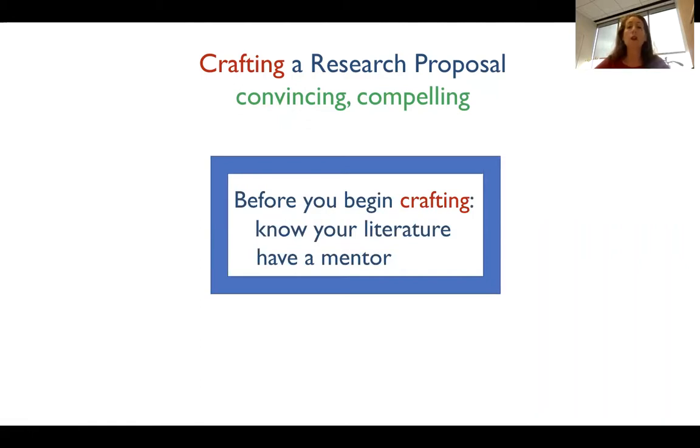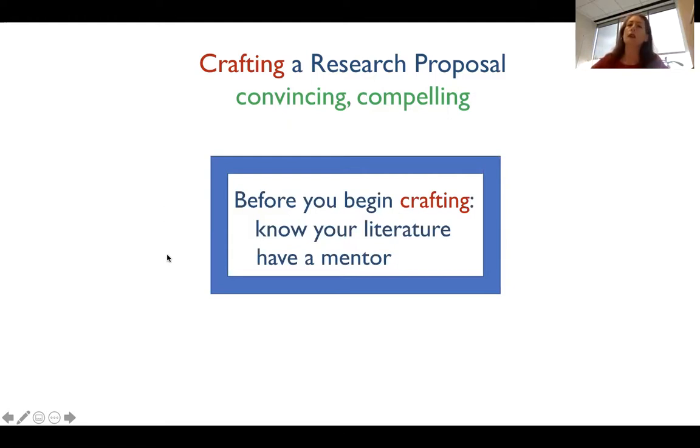Know your literature. What I mean by that is not the great works of literature in a particular language. In this context, literature refers to what has been previously shown in your field. I'm in behavioral neuroscience, so for me, the behavioral neuroscience literature is all of the previous research that's been done on whatever project I'm intending to move forward with.